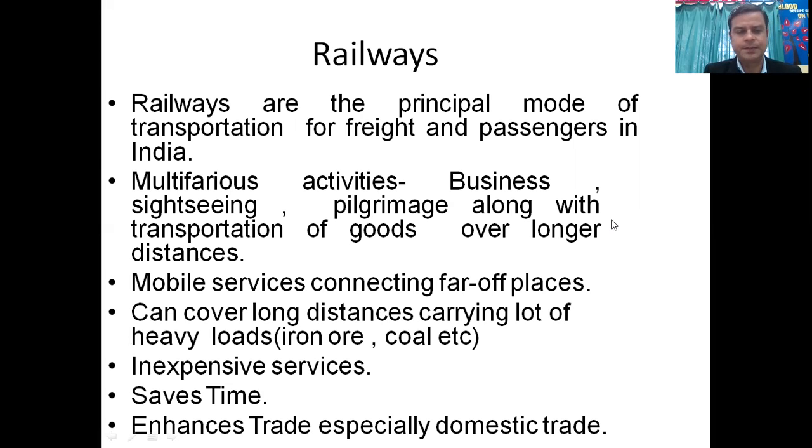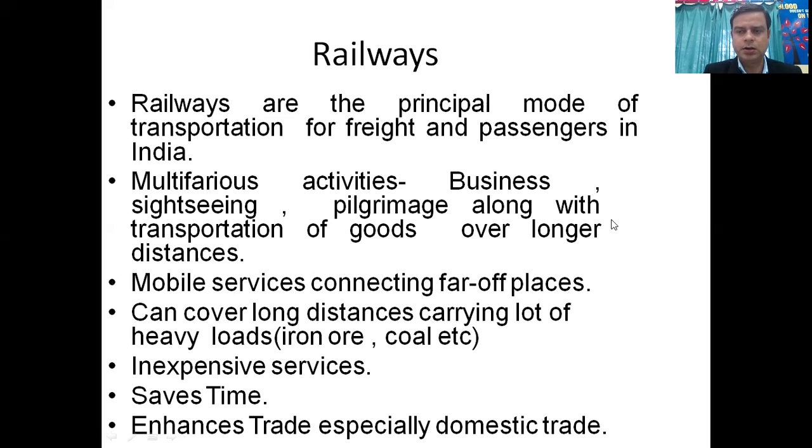So let's begin. Railways are the principal mode of transportation for freight and passengers in India. It is used for multifarious activities like business, sightseeing, pilgrimage, along with transportation of goods over long distance. Mobile services connecting far off places, means railway is totally connected with their own mobile system. It can cover long distances carrying lots of heavy loads like iron ore and coal. Basically for iron and for coal, it is very much efficient service. It is inexpensive service.